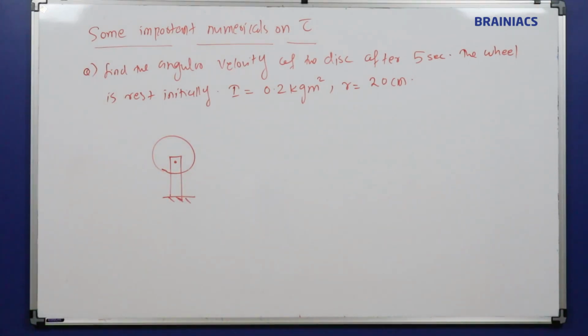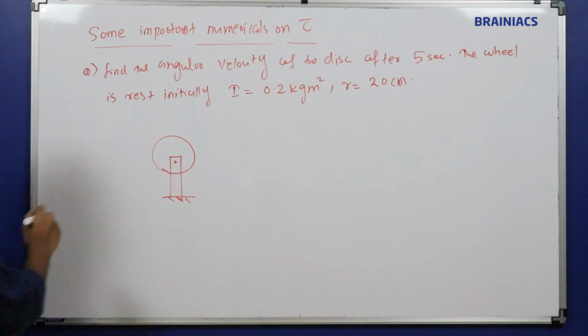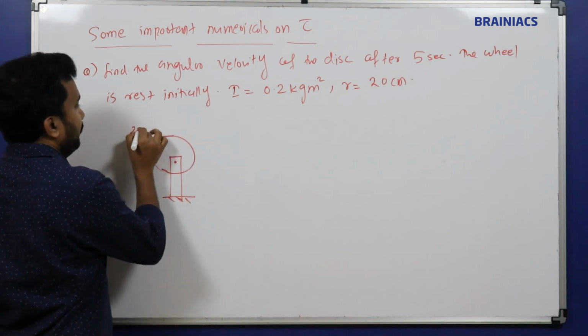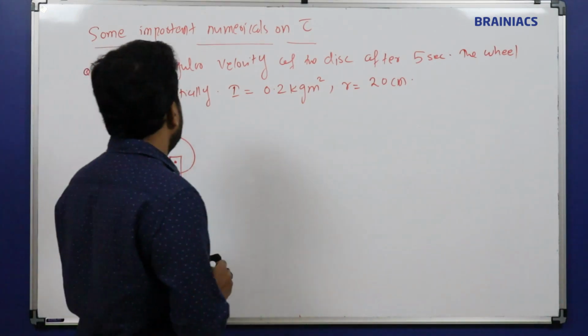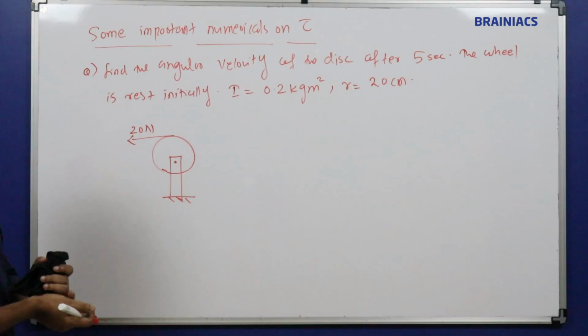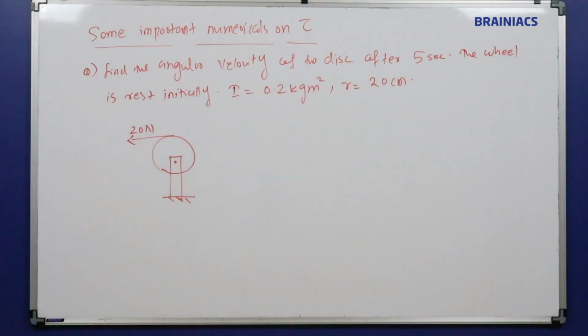So what are the things we want to find out? We want to find out omega. First, a force of 20 Newton, right? 20 Newton. So when we look, find the angular velocity of the disk after 5 seconds. The wheel is at rest initially. I is equal to 0.2 kilogram meter square and R is equal to 20 centimeter.